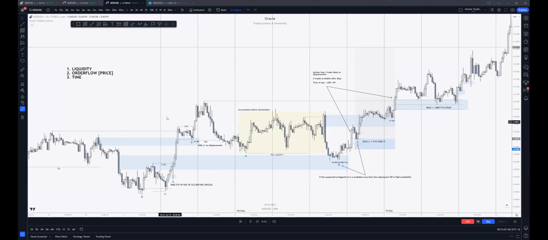So anyways, that's liquidity, order flow, and time. There we have our three pillars of smart money. Take a screenshot here, slap it in case studies. Boom. And I'm going to show you guys now, because I would be here all day doing this.